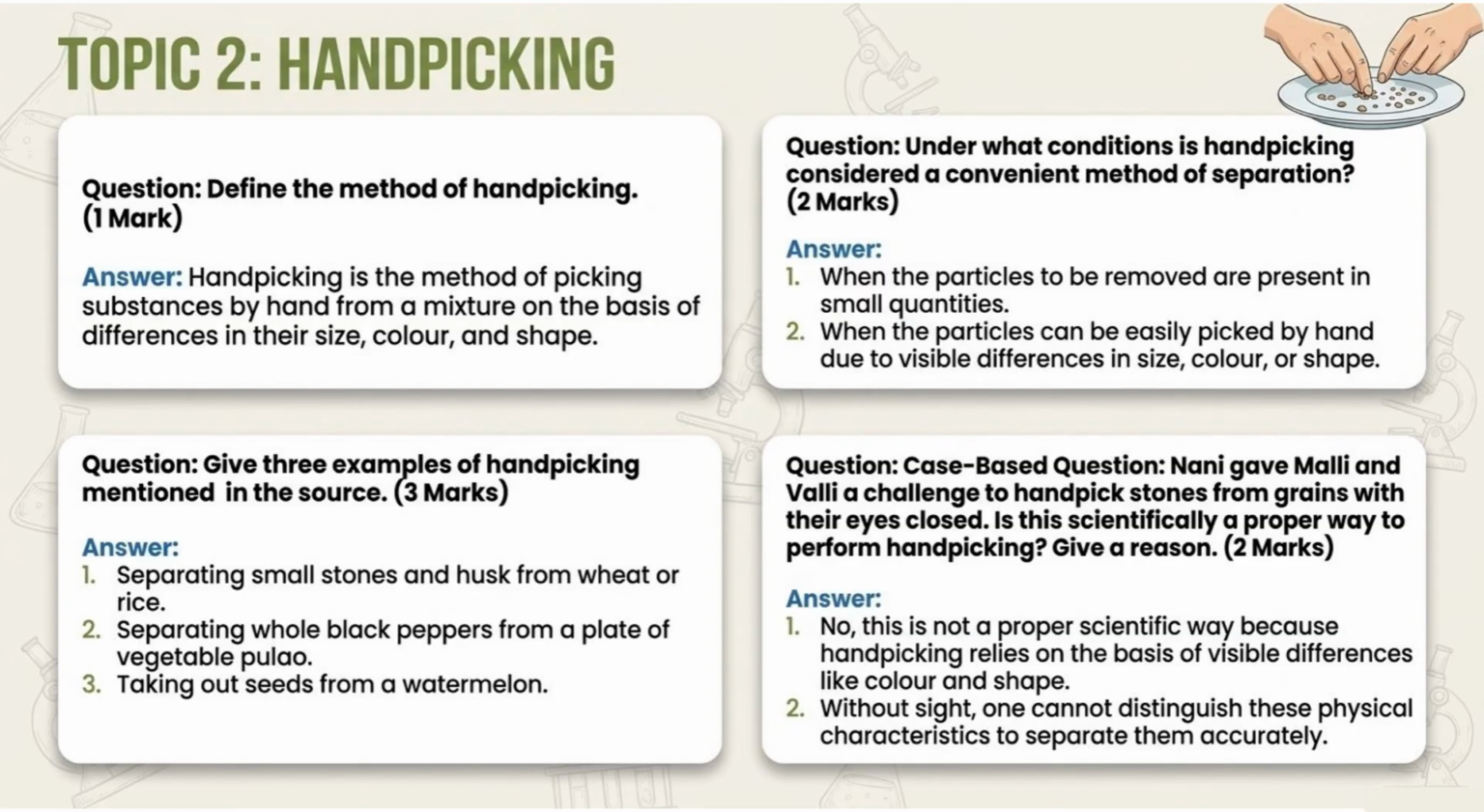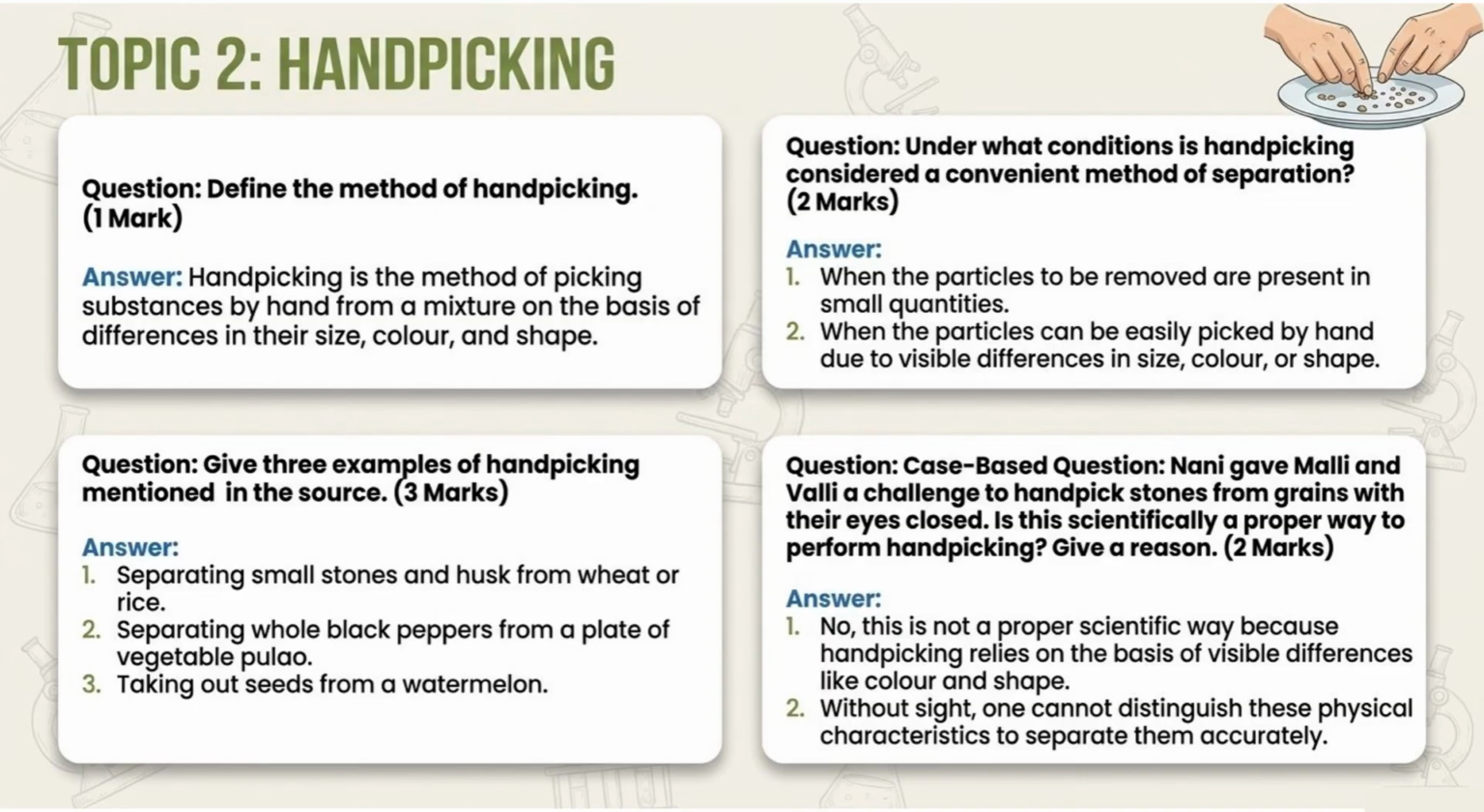Question, give 3 examples of handpicking mentioned in the source. 3 marks. Answer, separating small stones and husk from wheat or rice. Separating whole black peppers from a plate of vegetable pulao. Taking out seeds from a watermelon.